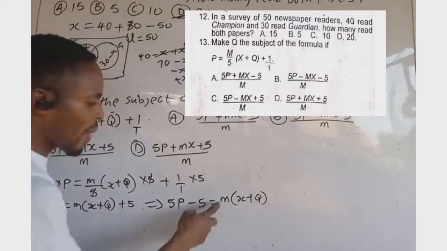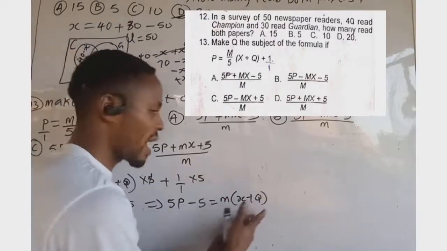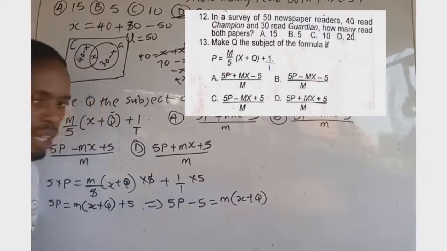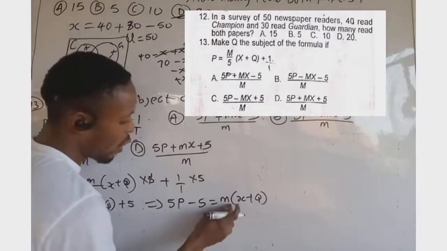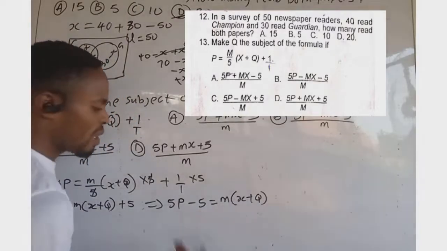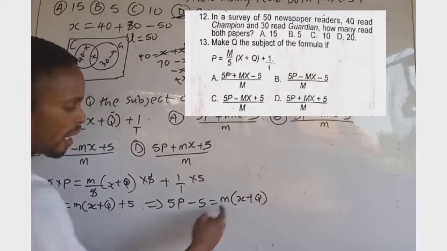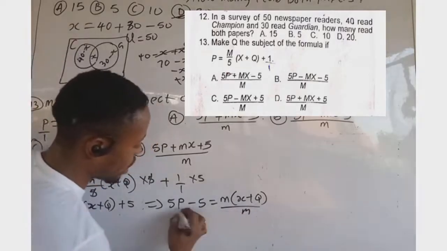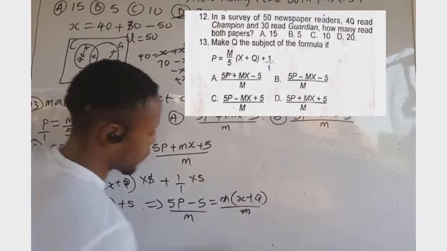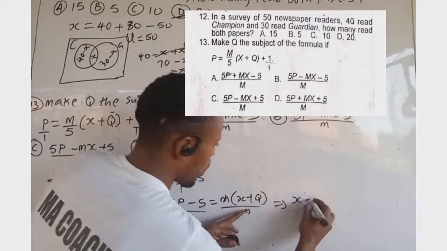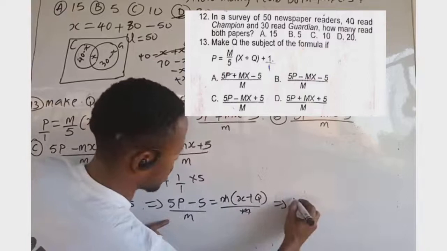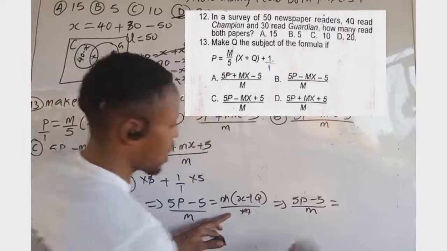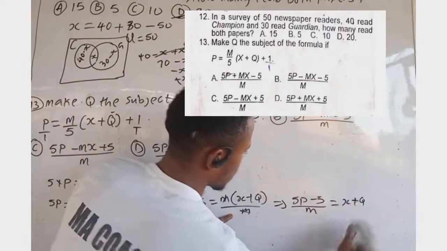So we are working towards q. What we do here is very simple: find the means to cancel this m. You can divide both sides, or you can open the brackets, and you still get the same thing. But let's make it a simple way and divide both sides by m. You divide this one by m, and you divide this one by m. m cancels m. So now we get s plus q. Let me write it like this: 5P minus 5 over m equal to s plus q.